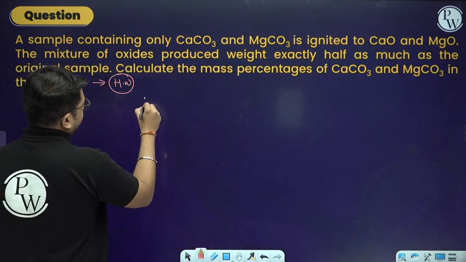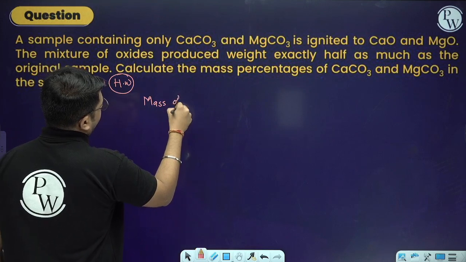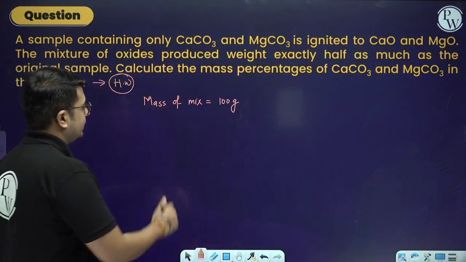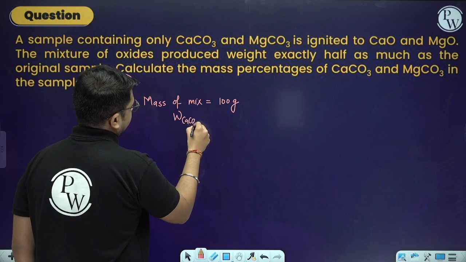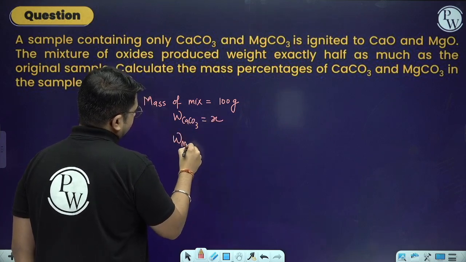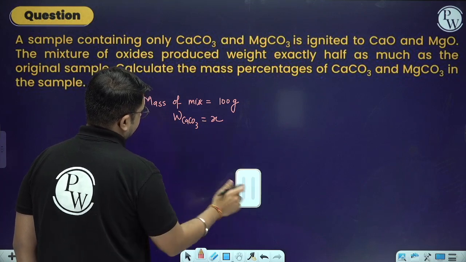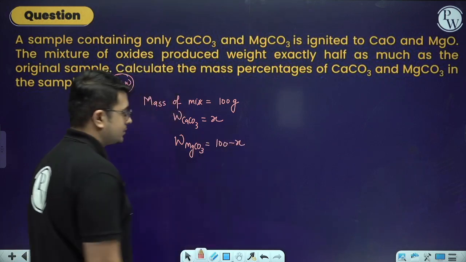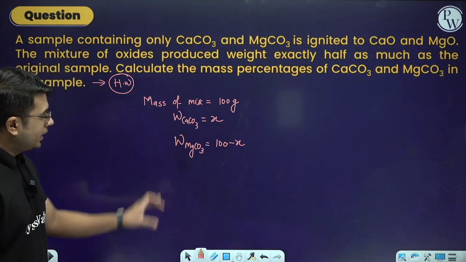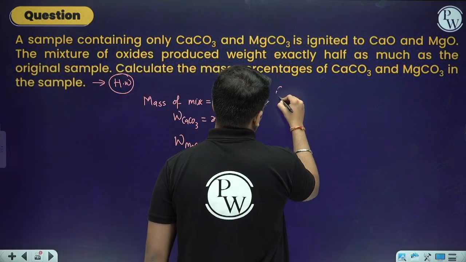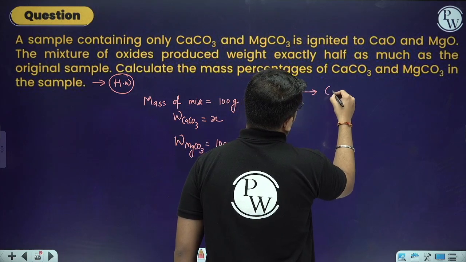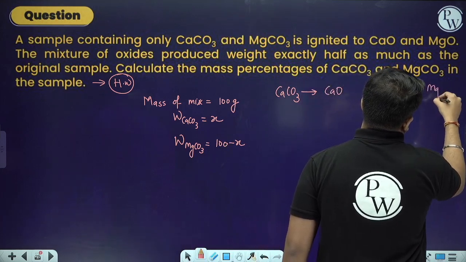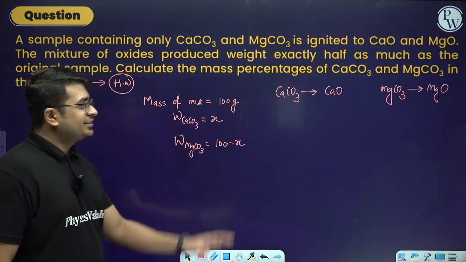Let's say the mass of mixture is 100 grams. In that case, W of CaCO3 is, let's say, X. So W of MgCO3 will be 100 minus X, because total mass is 100 gram, and two components are there. Now CaCO3 is converting into CaO and MgCO3 is converting into MgO. That's the beauty of this particular question.